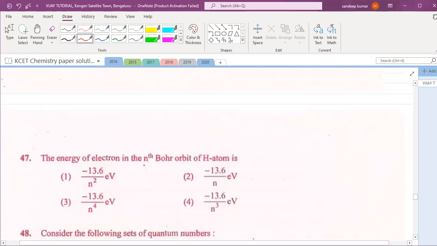47. The energy of an electron in the nth orbit. This is a direct formula question. It is minus 13.6 by n square. So the option is correct.